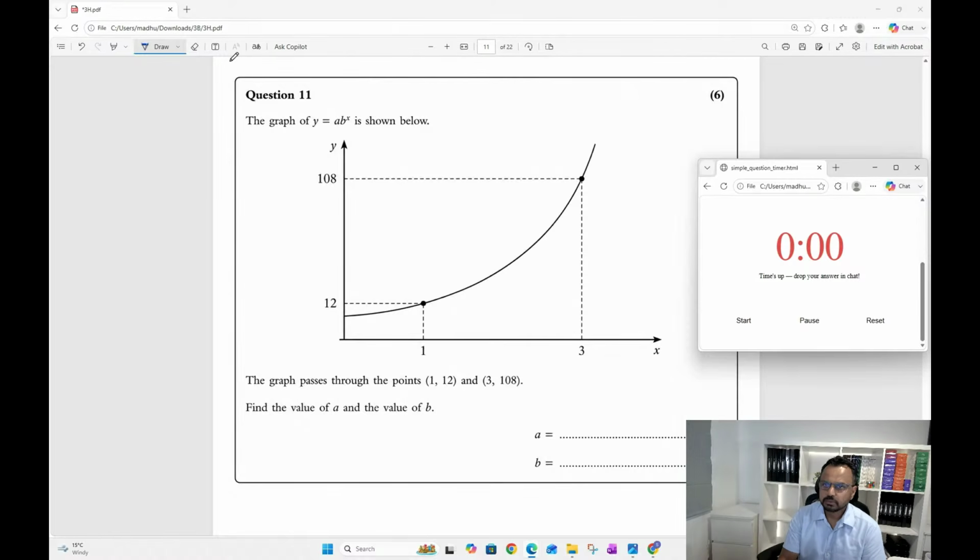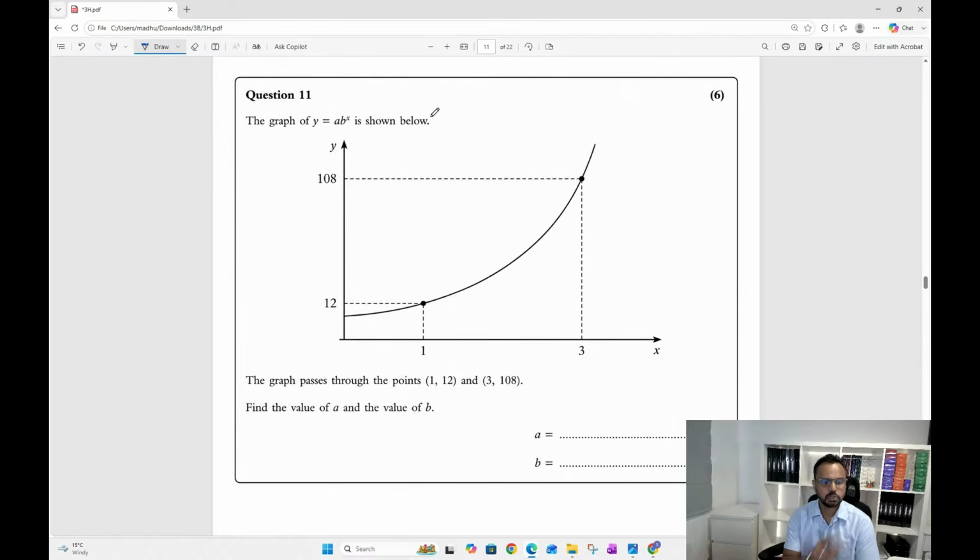All right, everybody, let's have a look. It's actually a lot easier than it looks. Eyes on the board. Everyone, have proper attention here. The graph y is equal to ab to the power of x is shown below. Now, we know the 2 points. The question is asking you to work out the values of a and b.